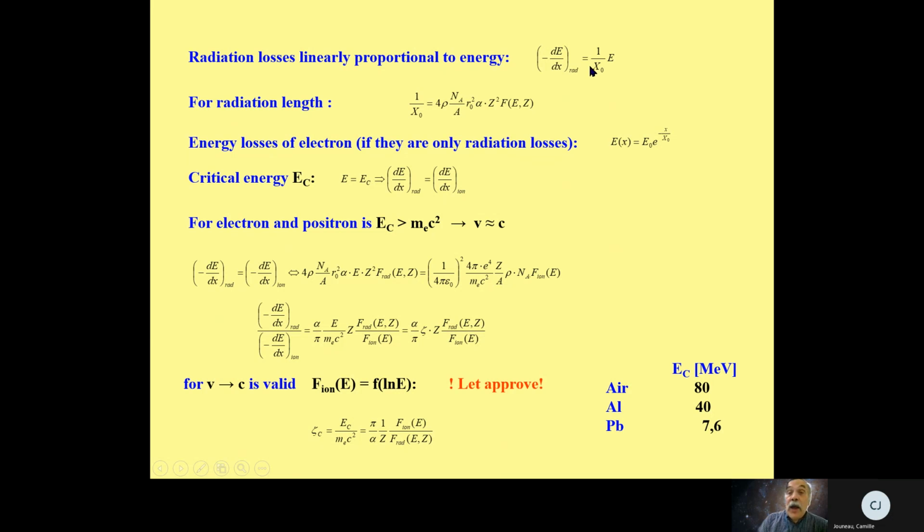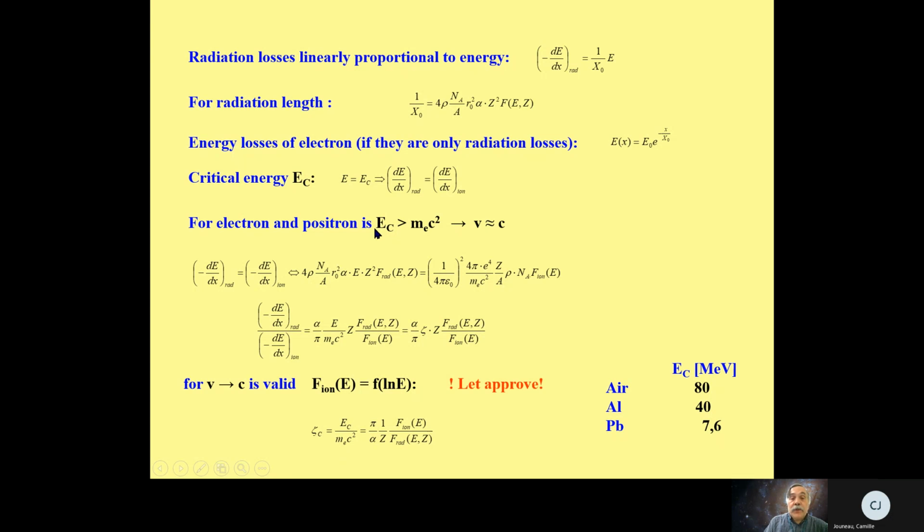What is also important, it is linearly increasing with energy. The ionization losses are increasing much, much slower. That means there will be some energy at which the energy losses given by ionization start to be negligible against these radiation losses. That means at the critical energy, the radiation losses are the same as the ionization losses. For higher energy, radiation losses dominate, and for lower energy, ionization losses dominate.